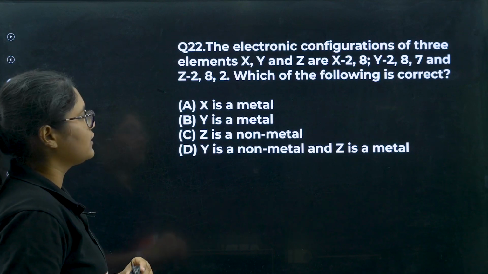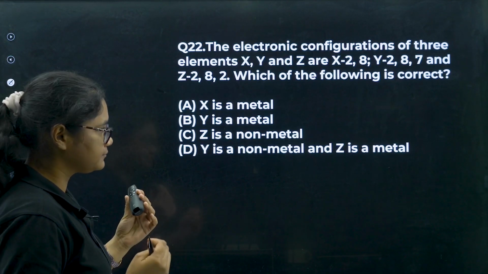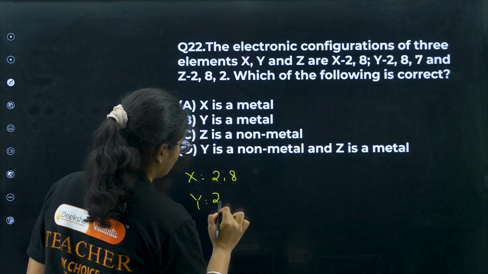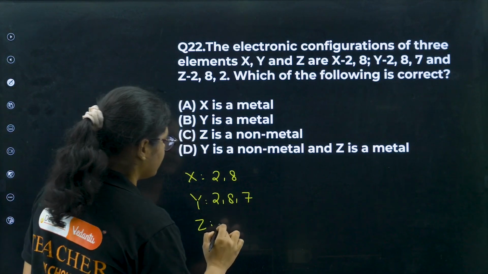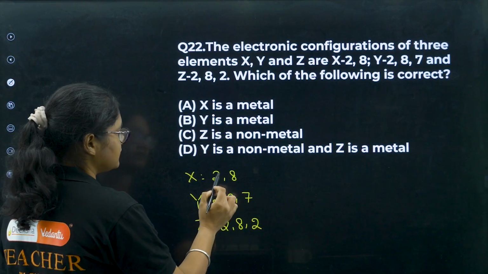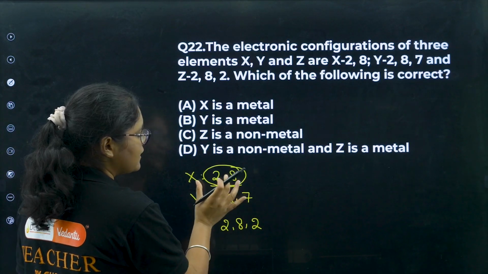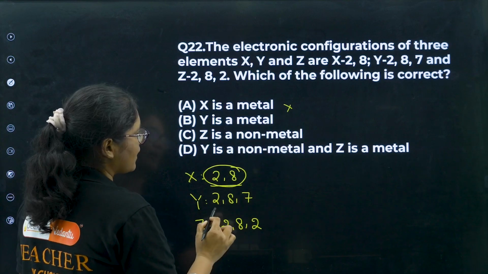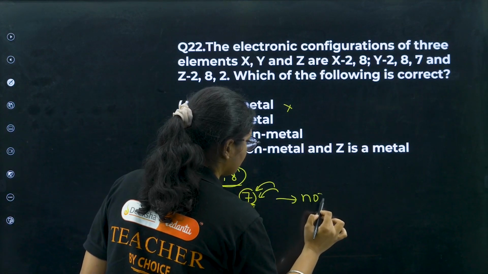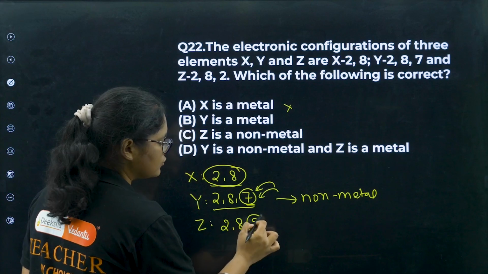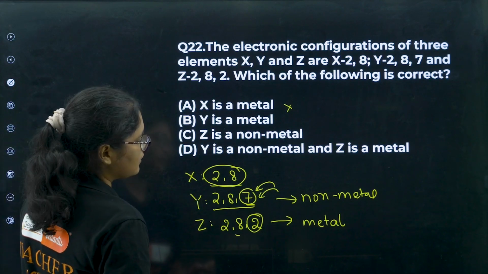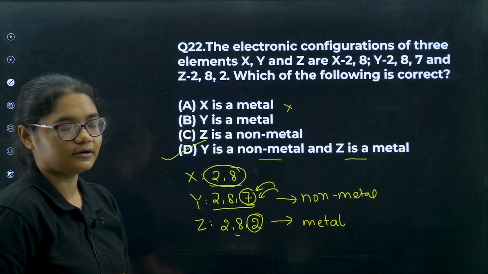Next we have 22. The electronic configuration of the three elements X, Y and Z: X is 2, 8, Y is 2, 8, 7, and Z is 2, 8, 2. Now which of the following is correct? Is X a metal? No, it already has a complete octet, so this cannot be a metal. Is Y a metal? No, Y can gain electrons because it has 7 valence electrons, so Y is a non-metal. And Z can lose these 2 electrons to get the octet, so that is a metal. So Y is a non-metal and Z is a metal, option number D here.